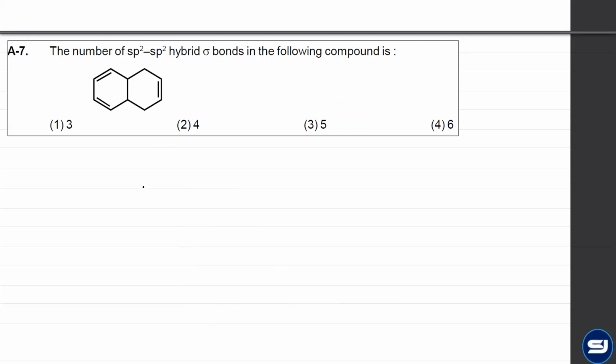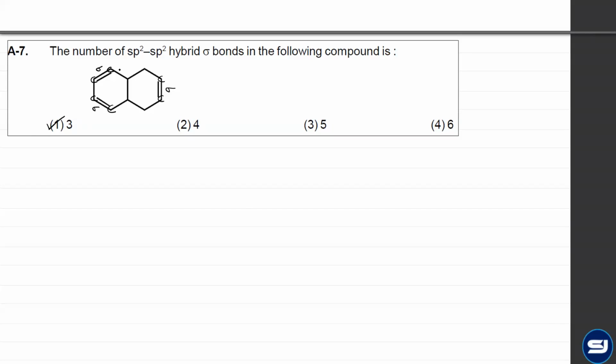Seventh, the number of sp2 hybrid sigma bonds in the following compound is. So double bonded carbons are sp2 and उनके बीच में जितने भी सिग्मा बॉन्ड्स हैं वो sp2 सिग्मा बॉन्ड्स हैं. So the number of sigma bonds by sp2 overlap would be 3.